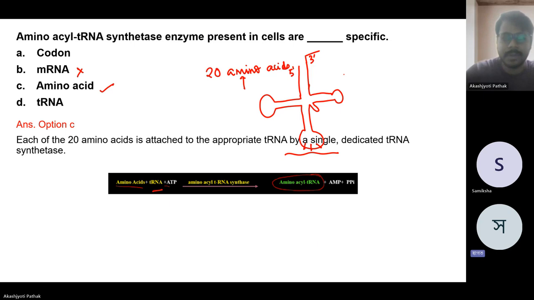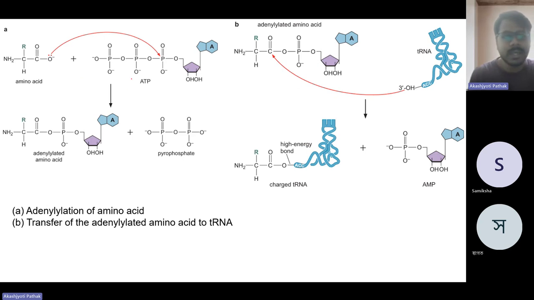So there are around 50 different amino acid tRNA synthetases. If it is glutamic acid, then there will be a different amino acid tRNA synthetase. If you have to attach, for example, a serine amino acid, then the amino acid tRNA synthetase will be different. So this is the mechanism which takes place.